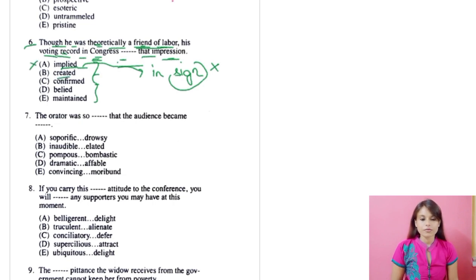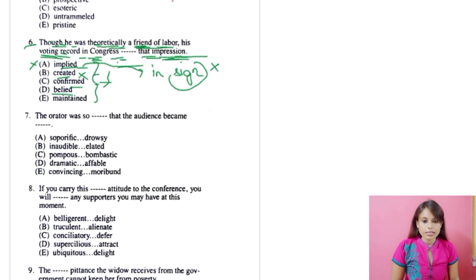Let us put created. We all know the meaning of created, like creating something. So if I put created, though he was theoretically a friend of Labour, his voting record in Congress created that impression. No, not at all going. Let us check number C, confirmed. Though he was theoretically a friend of Labour, his voting record in Congress confirmed that impression. See, all these points may seem that it may go, but first of all, we need to sort out the best or the appropriate point which will provide us with the best sensible meaning of the sentence. We need to choose the best one from these multiple answers.